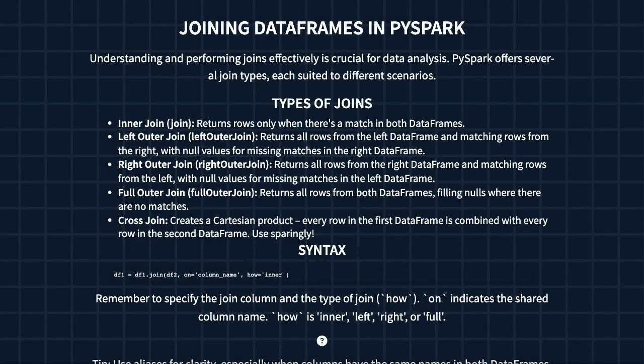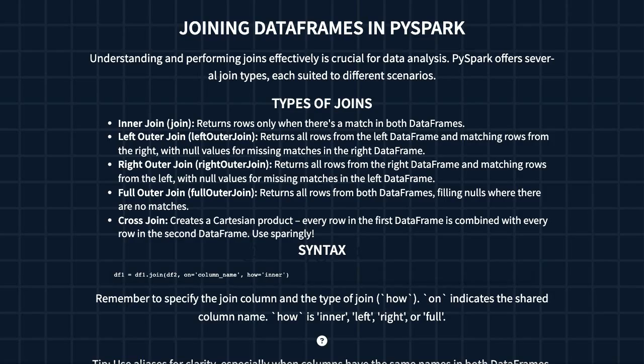Okay, let's talk about joins. In PySpark, joining data frames is a really important skill. It's how you combine data from different sources to get a complete picture. There are several types of joins, and each does something slightly different. We've got inner joins, which only return rows where there's a match on a shared column, left outer joins, which keep all the original rows and add matching data from the other data frame if it exists.